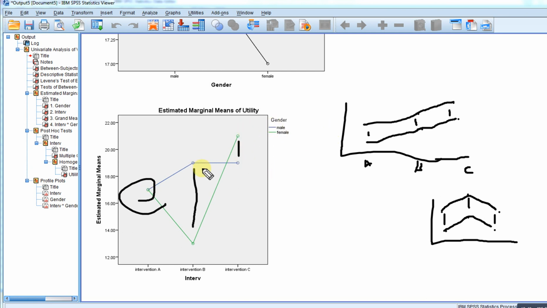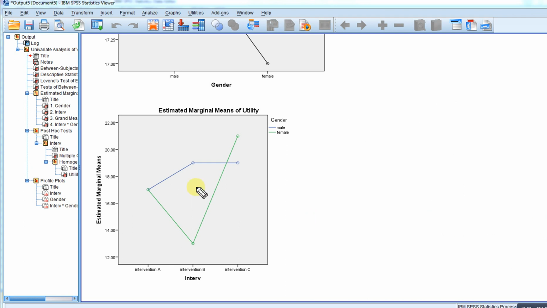But let's say, for argument's sake, that for males the distance was down here, and so it mirrored the same distance that we see right here. In that case, because there's still a crossover, that would be an indication that we have an interaction taking place. So overall, it looks like the relationship between intervention and perceived utility scores varies depending on whether you are a male or a female.